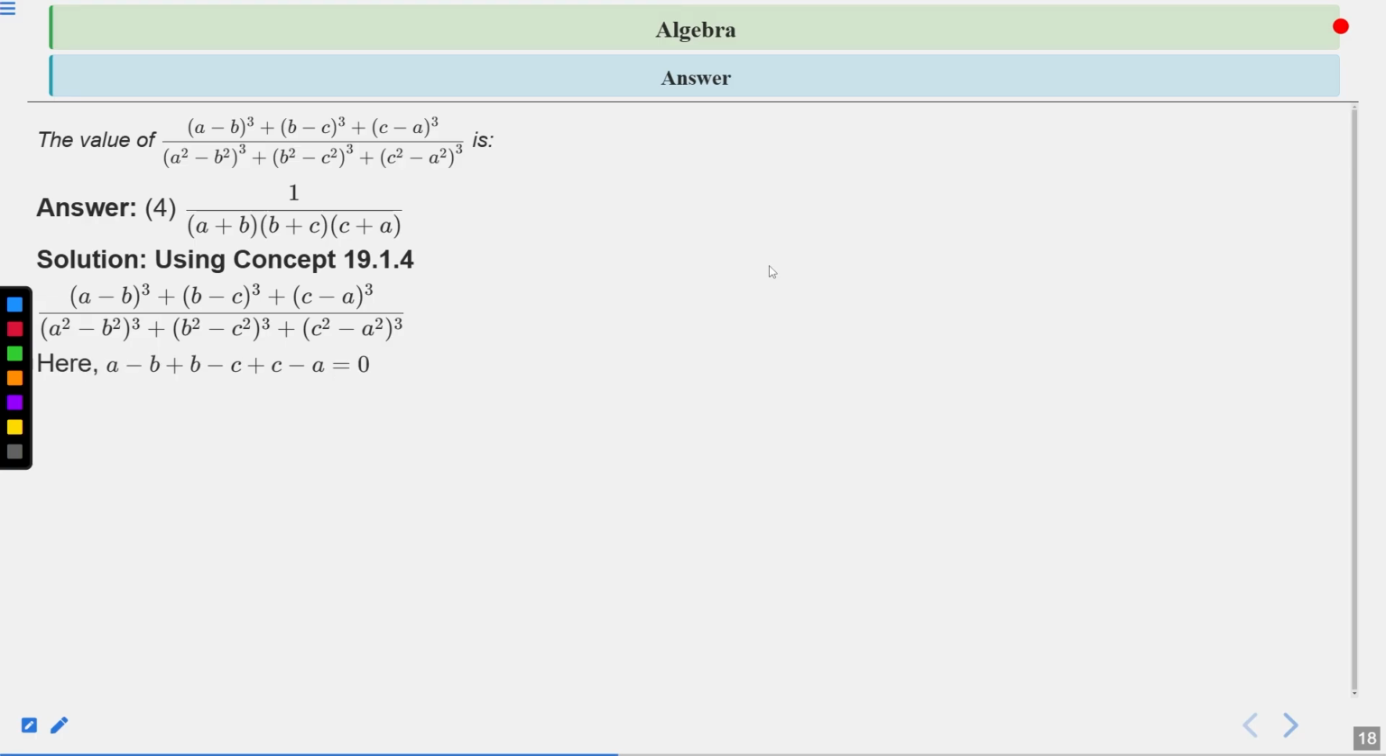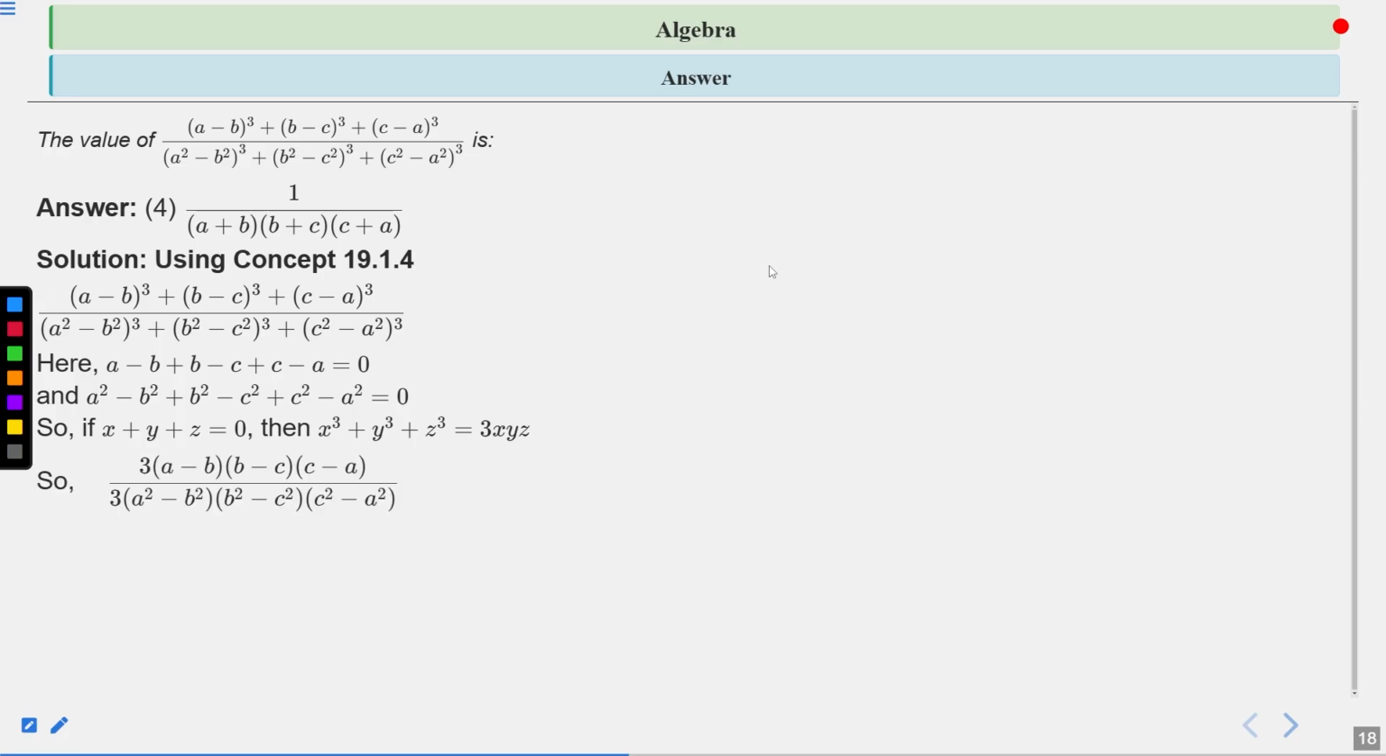Here (a − b) + (b − c) + (c − a) becomes 0, and (a² − b²) + (b² − c²) + (c² − a²) also becomes 0. So we can say that if x + y + z = 0, then we know that the value of x³ + y³ + z³ becomes 3xyz. So we just put the values. It will change into the form of 3 times (a − b)(b − c)(c − a). In the same way, in the denominator it will become 3 times (a² − b²)(b² − c²)(c² − a²).